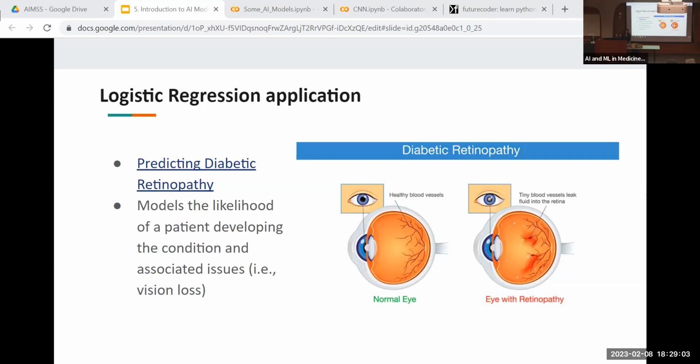An example of a logistic regression application in medicine is predicting diabetic retinopathy. Logistic regression was used, based on medical test data, to predict whether a person has diabetic retinopathy or not, and it was shown to be effective. And again, you can go to the link later to read the paper on that.